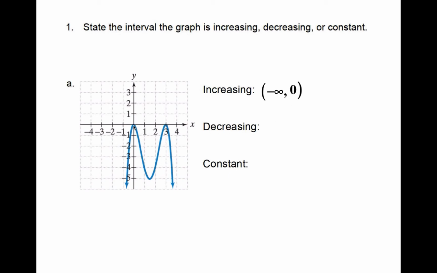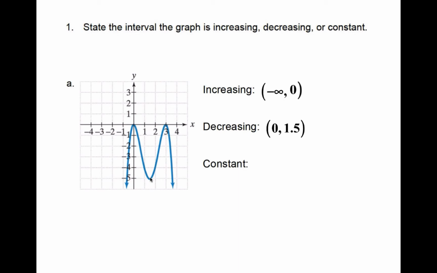Then if I'm at x equals 0, notice the y values start to decrease. So it's decreasing from 0 all the way until I get down to here. This is where the y values stop decreasing, and that is at an x value of 1.5. So notice I'm not naming the y value, I'm naming the x value. Then at 1.5, the y values start to increase.